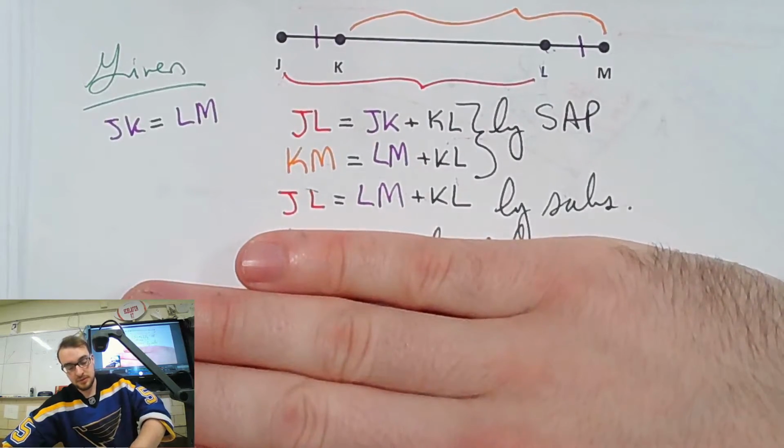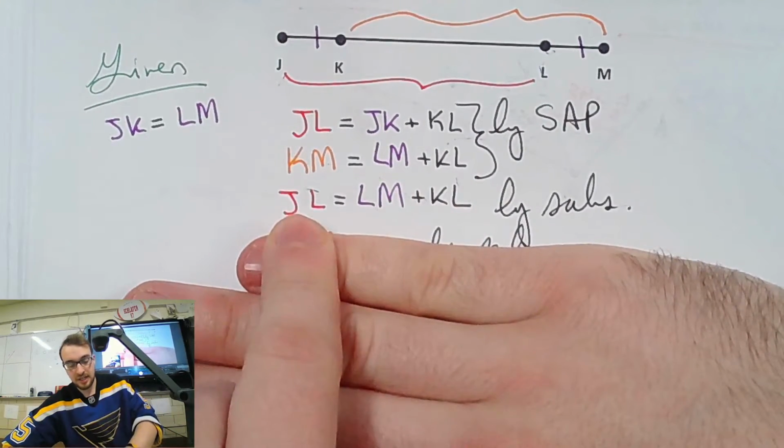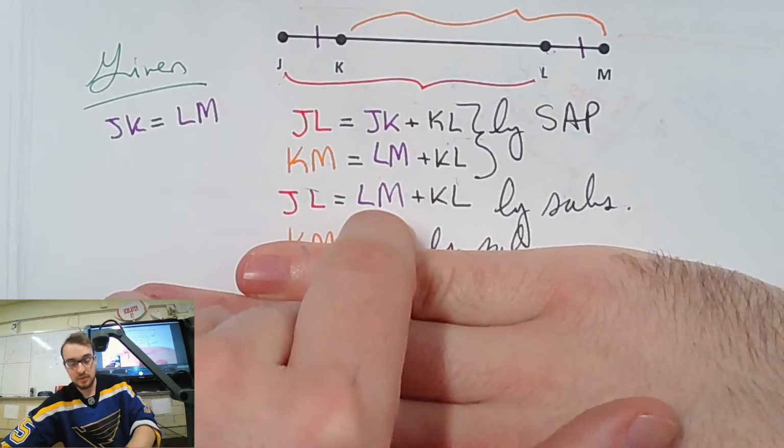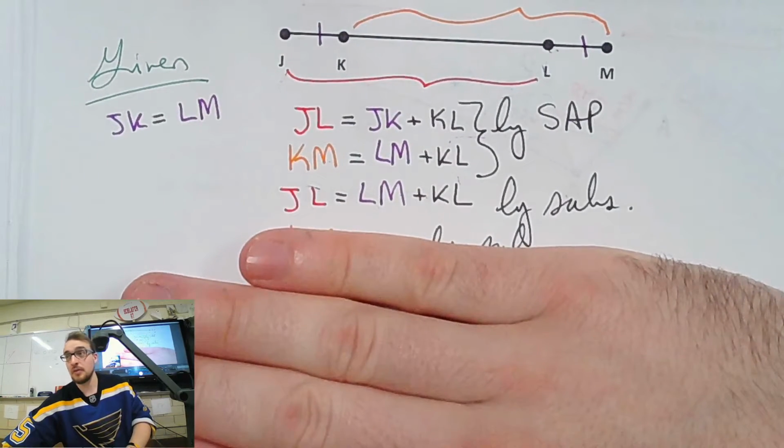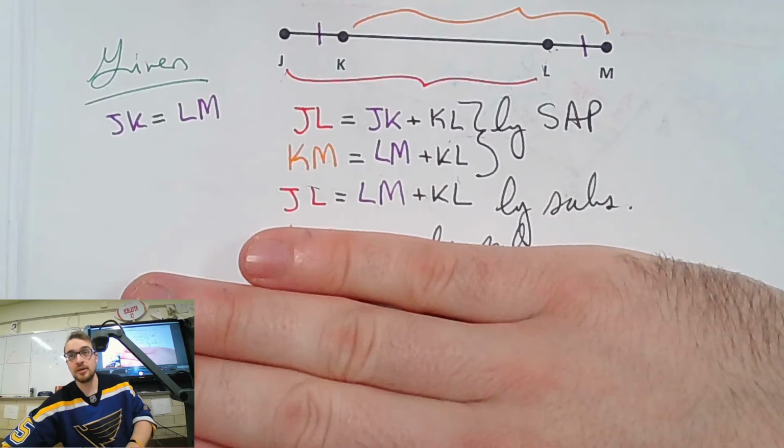This is for you. LM plus KL is JL. I switched out JK for LM. You with me? Awesome. Well, this is the one that screwed up everybody in the quiz, so that's why I'm making sure we get it. Okay, great.